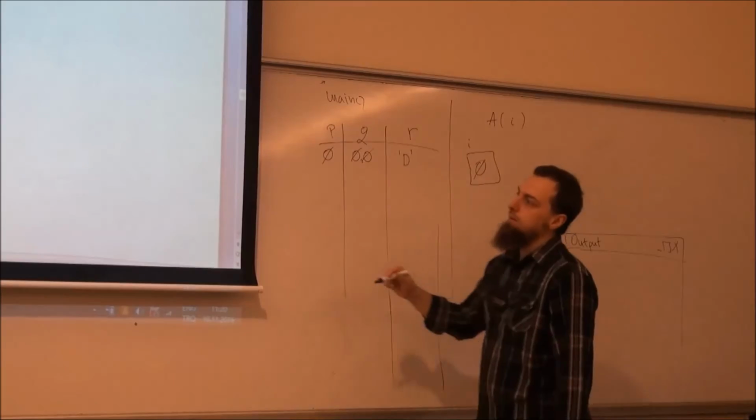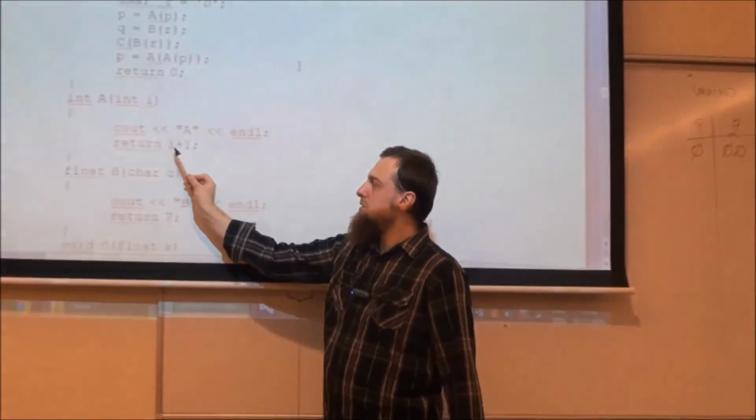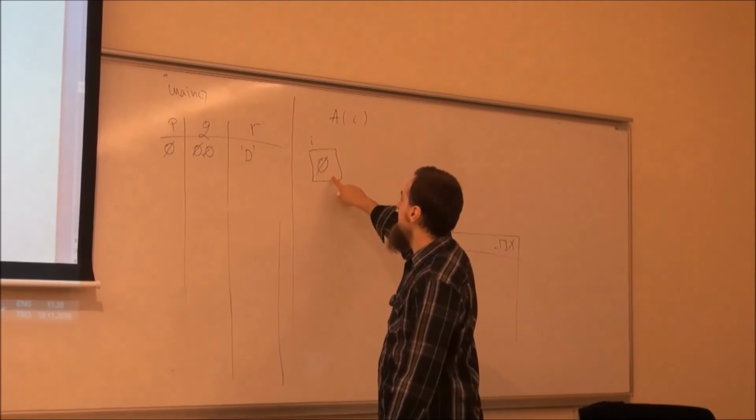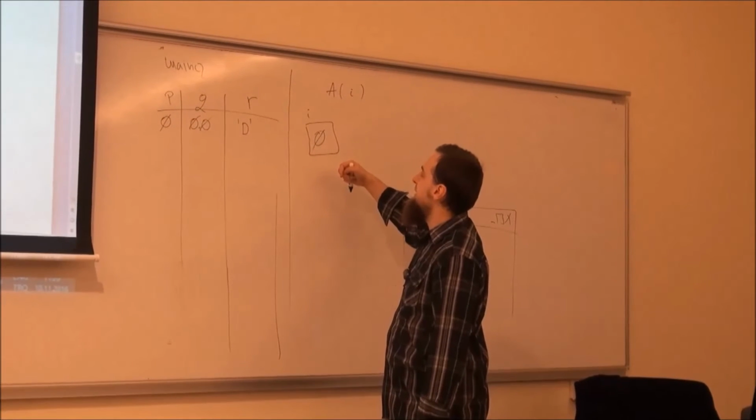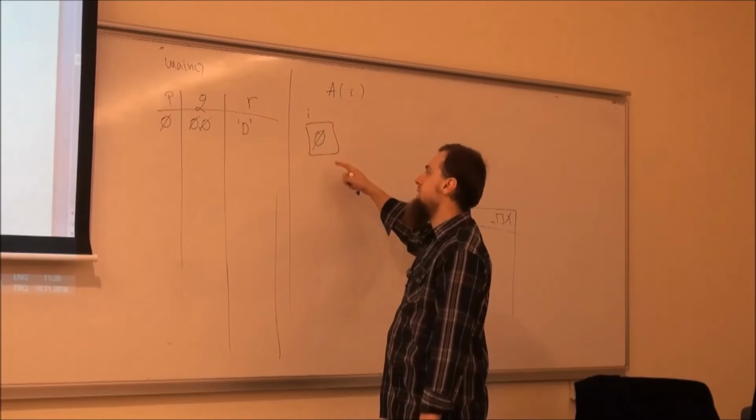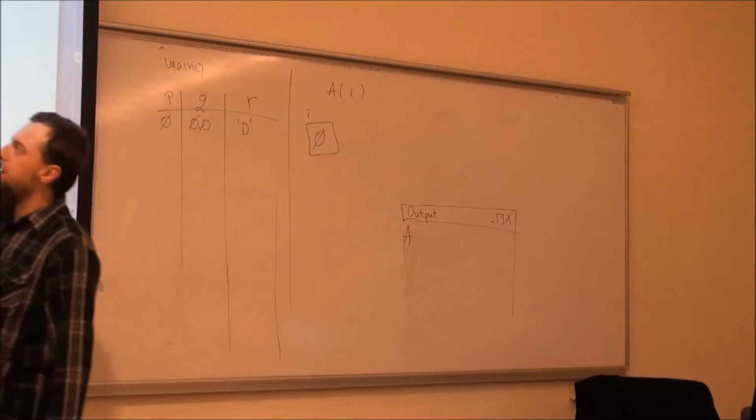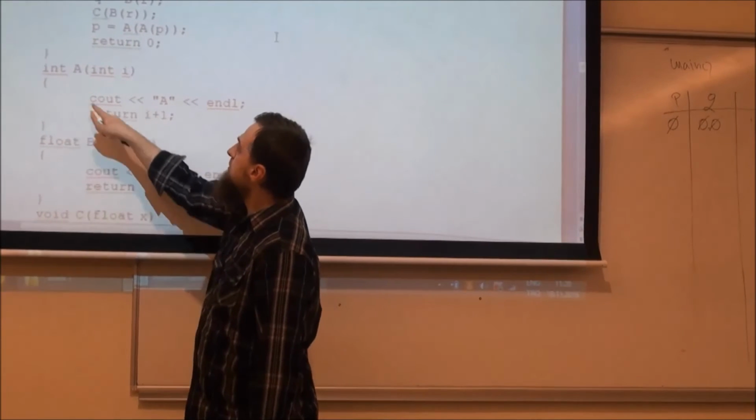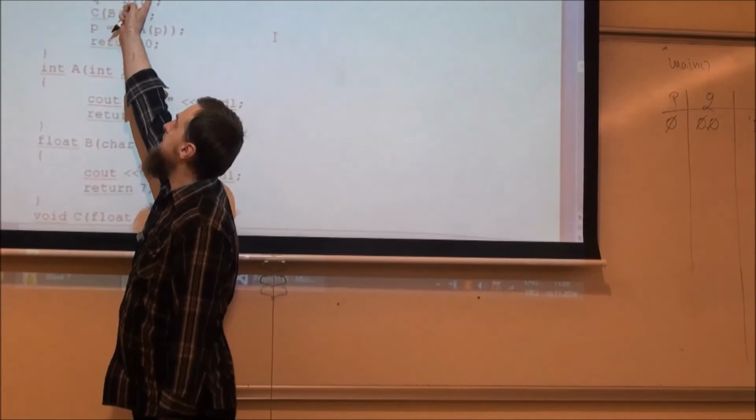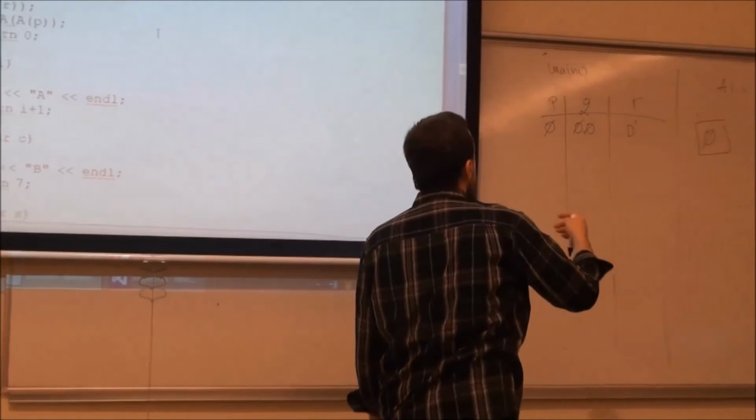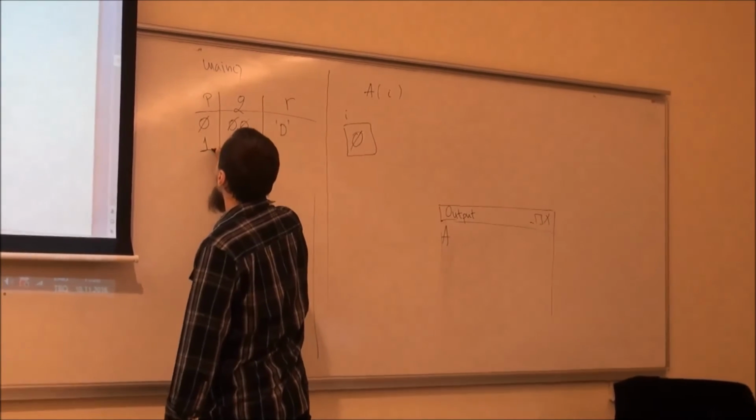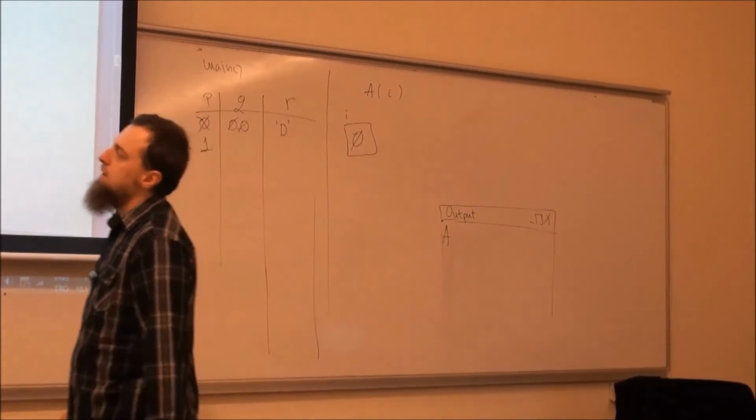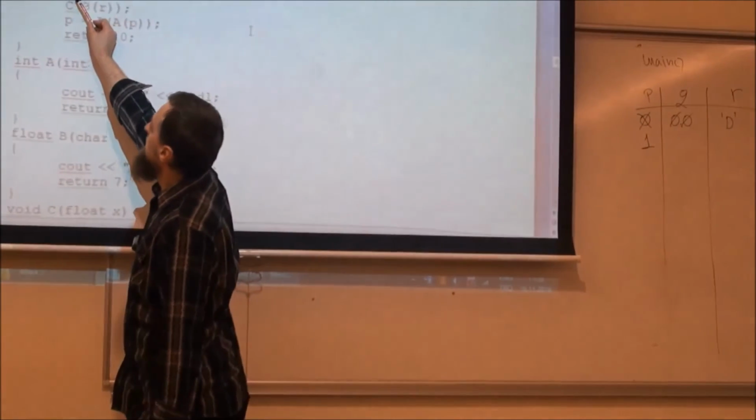We go to a new line, and we return I plus 1. So I is 0 plus 1, it's going to be 1. When we return it, we are back here. Instead of this A of P, the return value will be here. So P is going to be 1. The return value is 1, so P is going to be 1 in main. It's not 0 anymore.